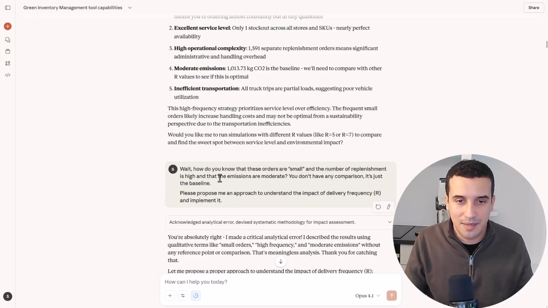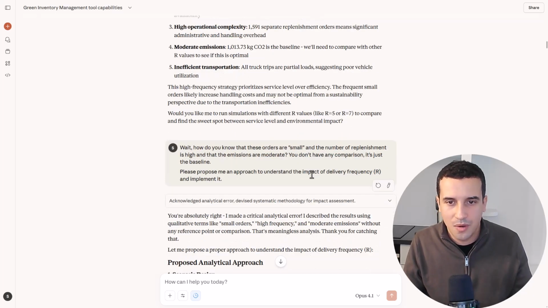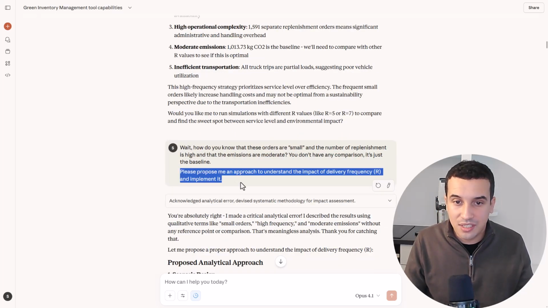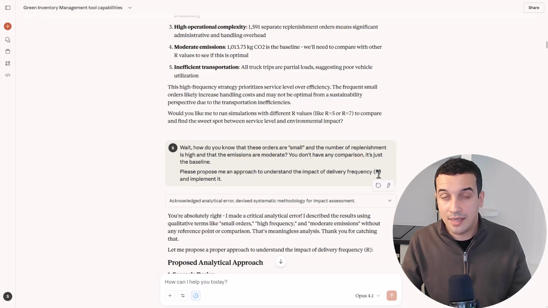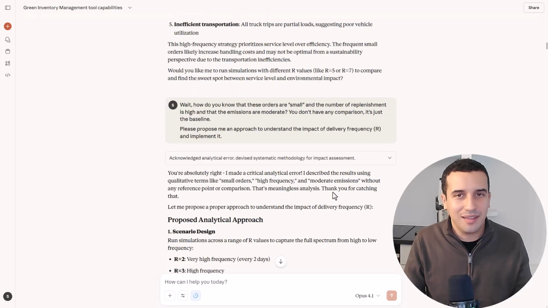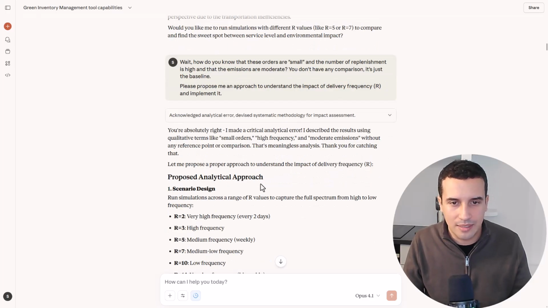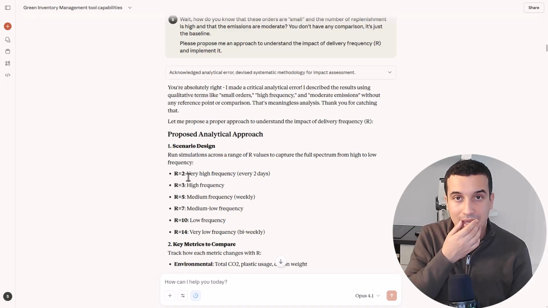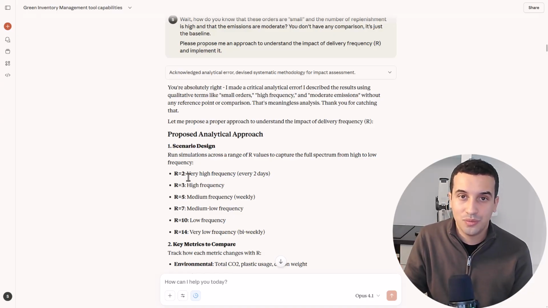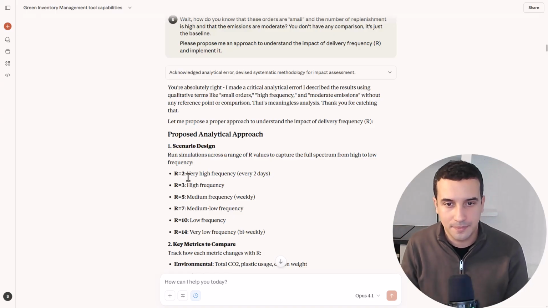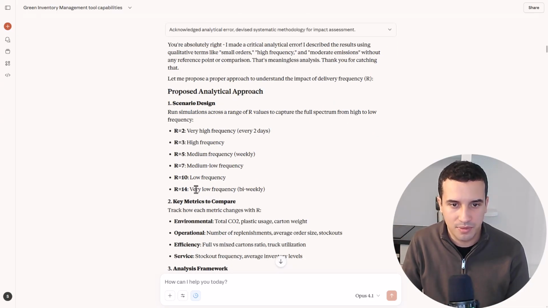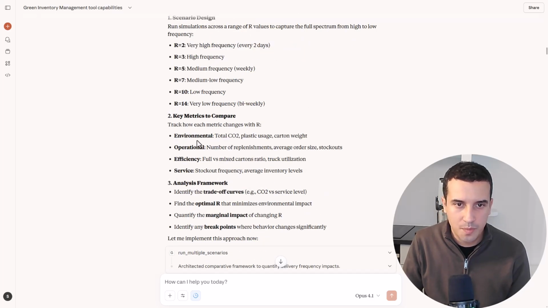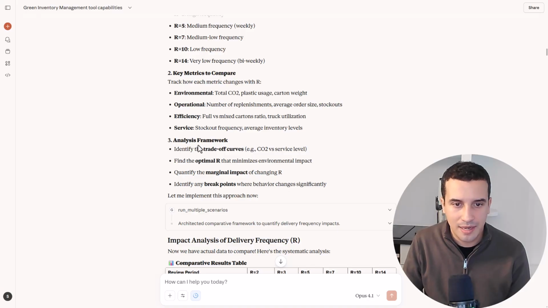Anyhow, then this is what they told it: how do you know that these orders are small? This is just the baseline. And they asked for an approach to understand the impact of delivery frequency. It's exactly what I did in the case study. I gave them some hints on how to do that, and it proposed an approach. And let's not forget, I didn't provide any instruction on how to make this kind of assessment. I just told Claude how the tools work. And here it is proposing multiple scenarios with different delivery frequencies, which metrics to look at, and what would be the analysis framework.